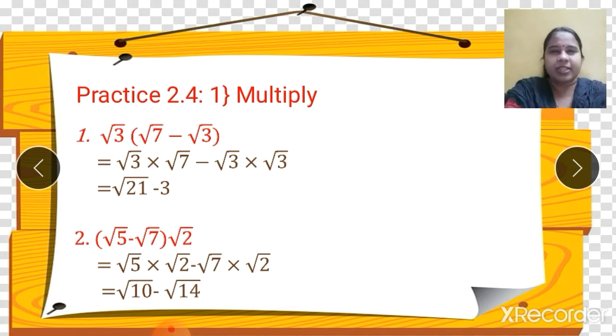Okay? Exactly same way, see the second one. Instead of giving the number before, as in this, the number they have given behind, but multiplication is same way. Root 5 into root 2, root 7 into root 2, opening the bracket. Now root 5 into root 2 is root 10, square root of 10, and root 7 into root 2 is square root of 14. Can we subtract it?